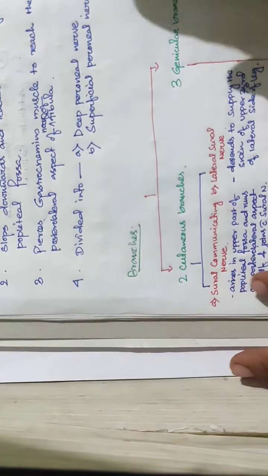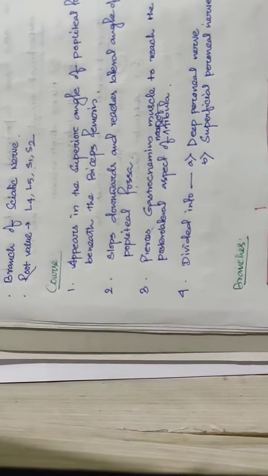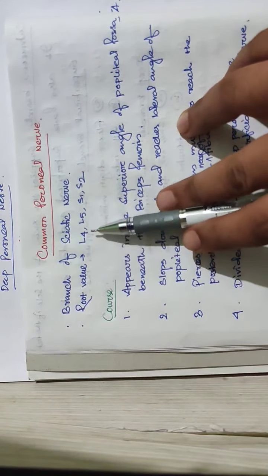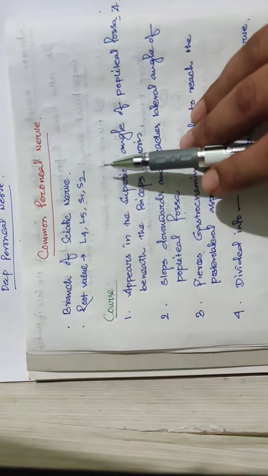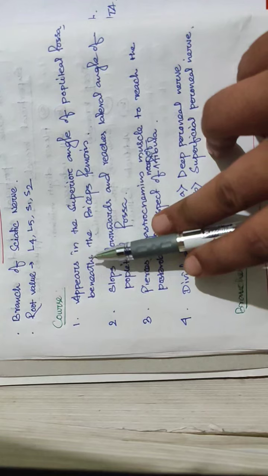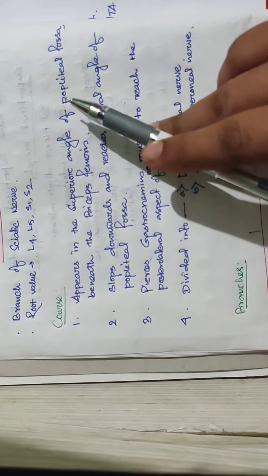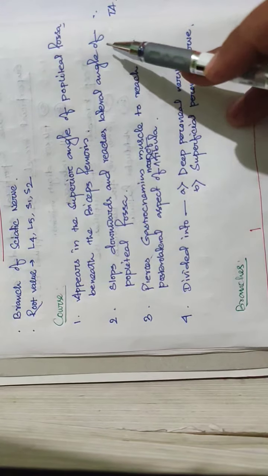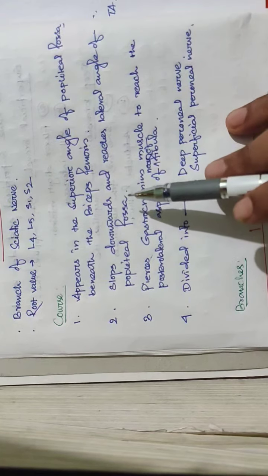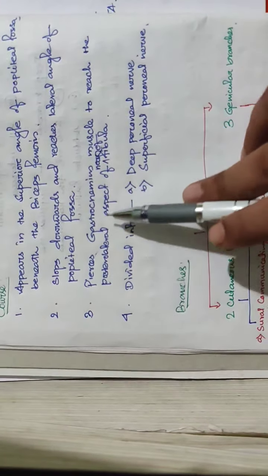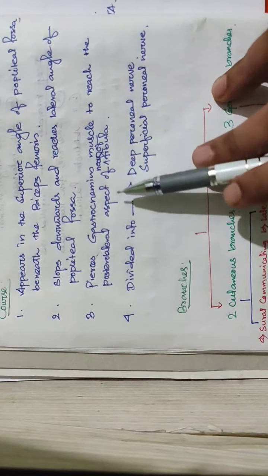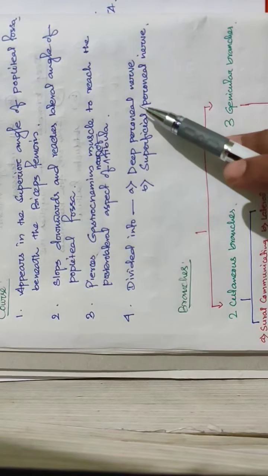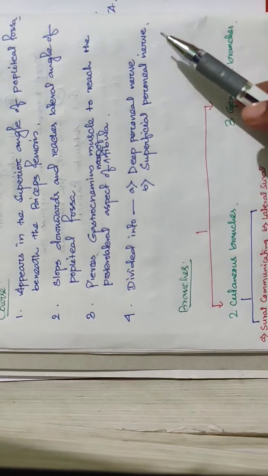Again I will repeat from the beginning. So the common peroneal nerve is the branch of the sciatic nerve, and its root value is L4, L5, S1 and S2. And the course: it appears in the superior angle of the popliteal fossa beneath the biceps femoris, then slopes downwards and reaches the lateral angle of the popliteal fossa. Then it pierces the gastrocnemius muscle to reach the posterolateral aspect of the neck of the fibula, and it divides into two parts. One is the deep peroneal nerve and another is the superficial peroneal nerve.